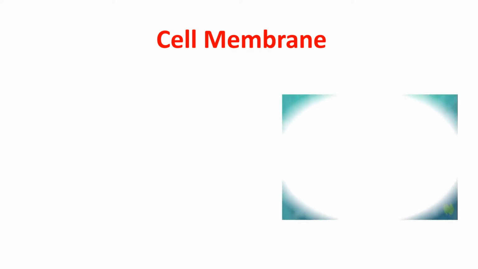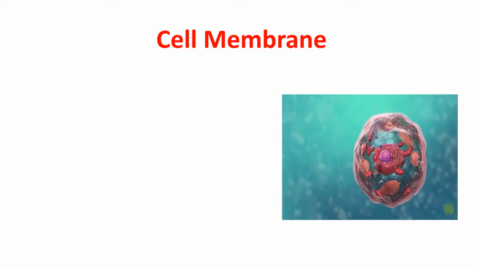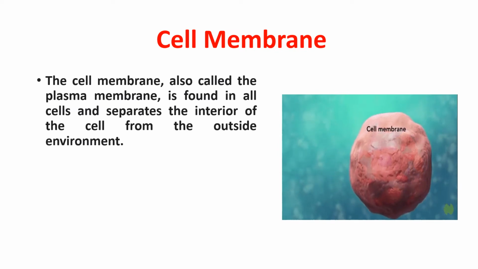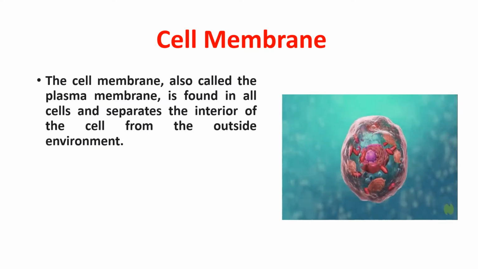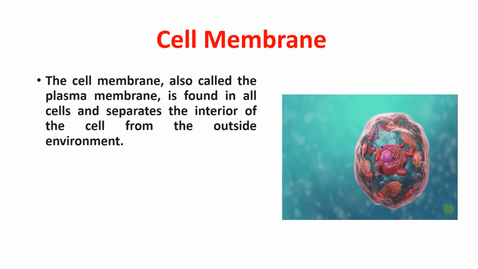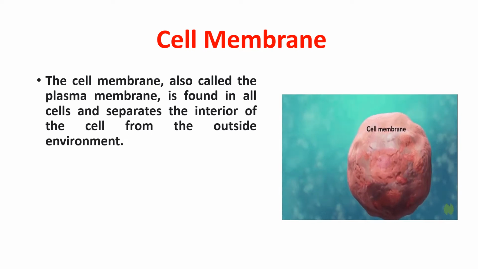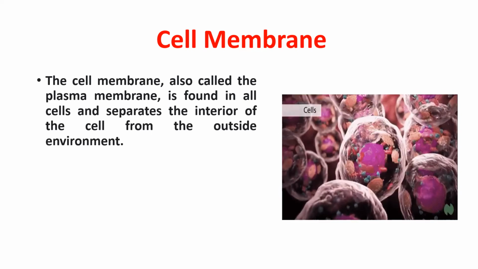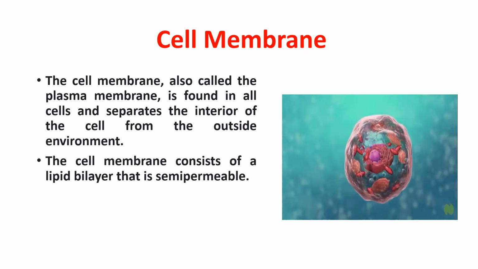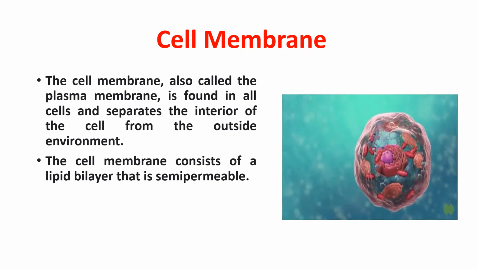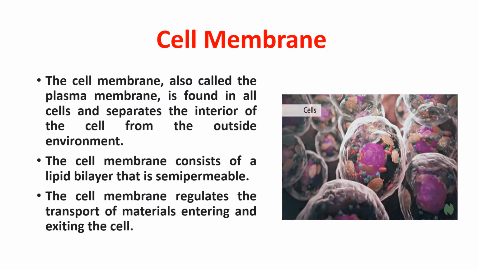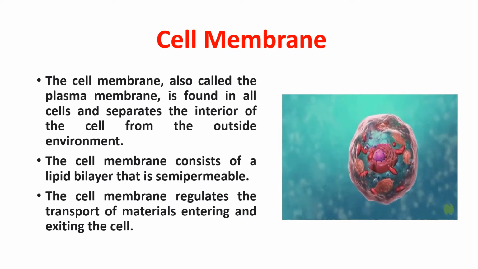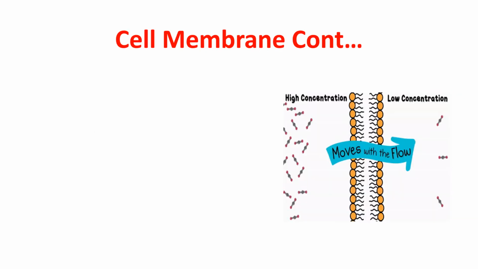Cell membrane. Here is a representation of the cell. The cell membrane, also called the plasma membrane, is found in all cells and separates the interior of the cell from the outside environment. The cell membrane consists of a lipid bilayer that is semi-permeable. The cell membrane regulates the transport of materials entering and exiting the cell. Here is a representation of movement of the ions.